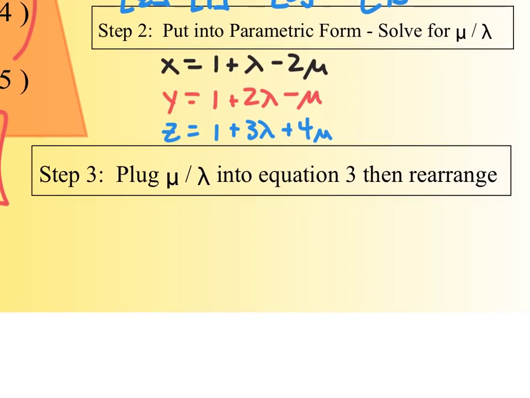Okay, so step 2 is done almost. We've completed at least putting it into parametric form, so we can check that off. Now we've got to solve for mu and lambda. Okay, it's going to get a little interesting here.